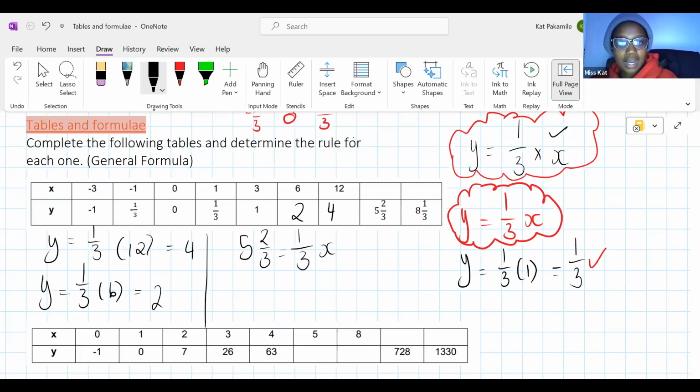So then, guys, you're going to say 5 times 3 plus 2. So it's going to be what? 17/3 is equal to 1/3 x. How do we get rid of the third that is on the right? Who knows how to do that?